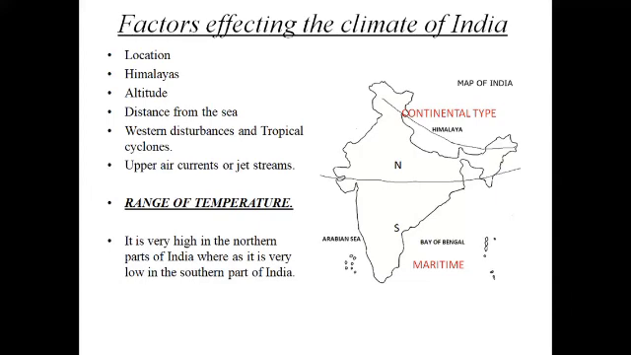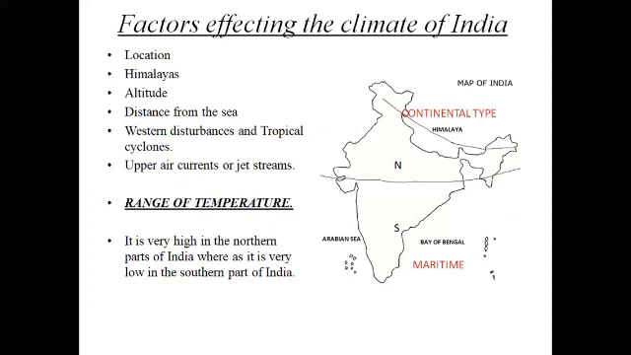Now, these western disturbances cause heavy rainfall, especially in Punjab and Haryana. The rainfall that we get from western disturbances is very helpful. It's very helpful for what? It's very helpful for the growth of wheat, or it's good for wheat cultivation.